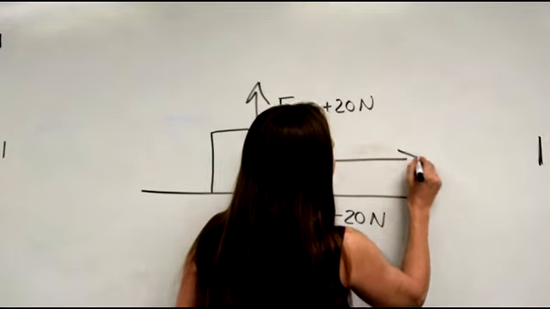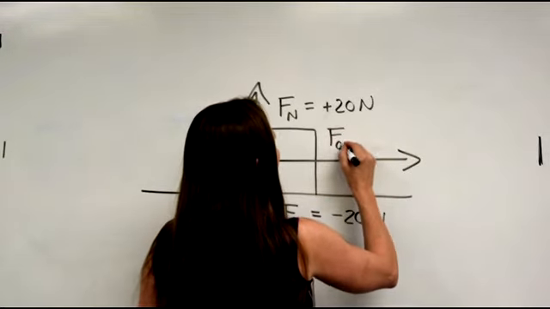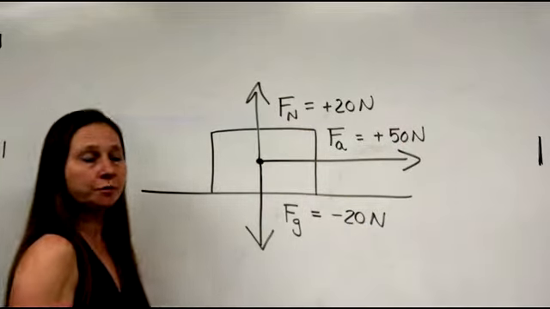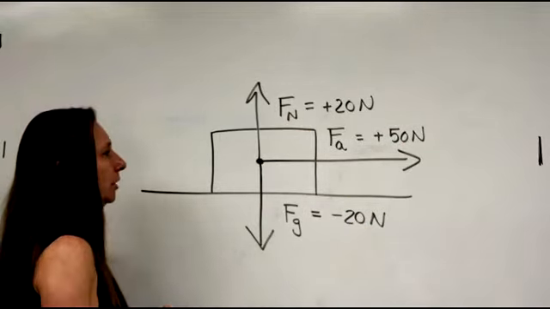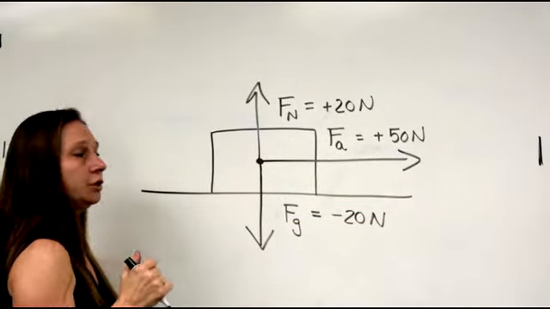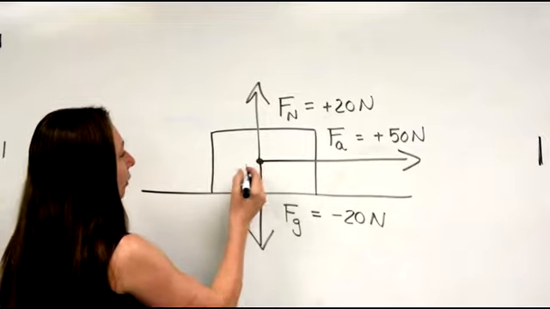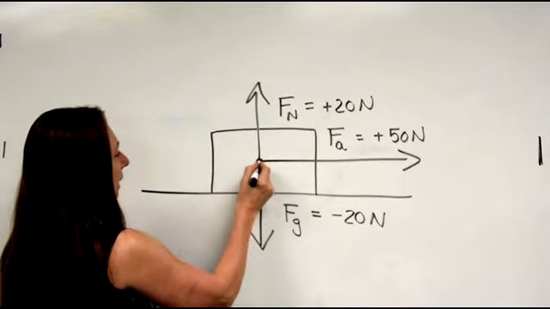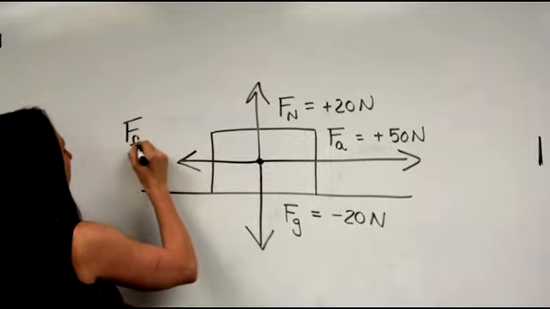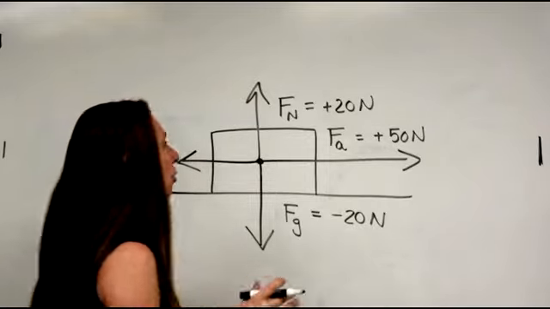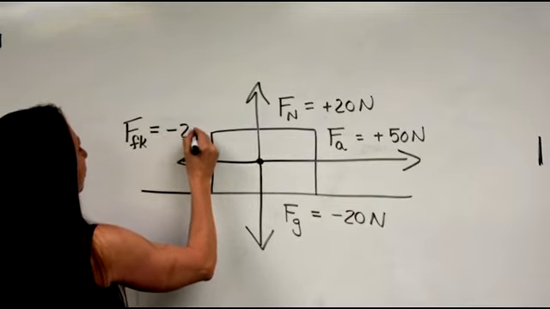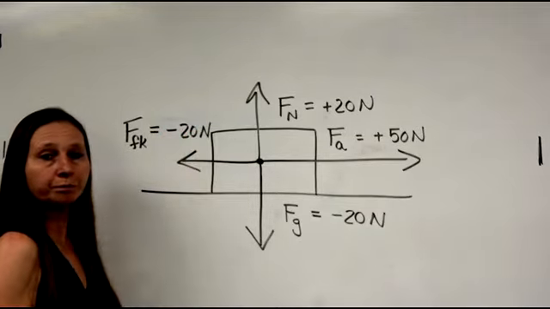to the right with an applied force of positive 50 newtons, and the friction, which is opposing, we're trying to go that way, so the friction opposes the motion, or even trying to have motion. So the friction is going to be this direction, and this is going to be kinetic friction, the box is moving, the kinetic friction is going to be negative 20 newtons.